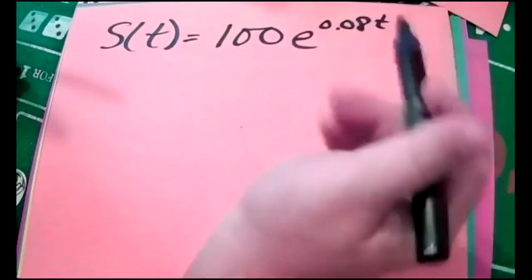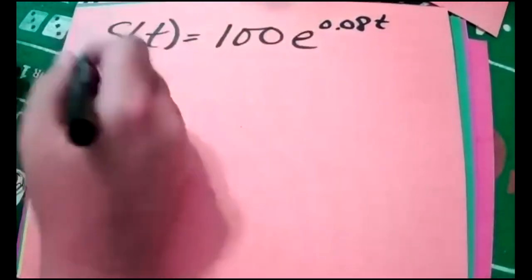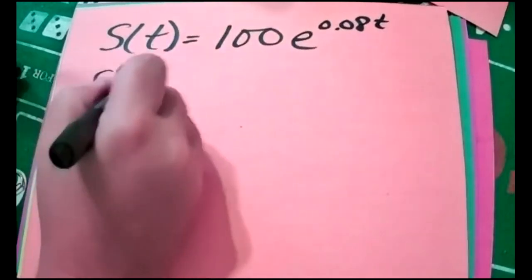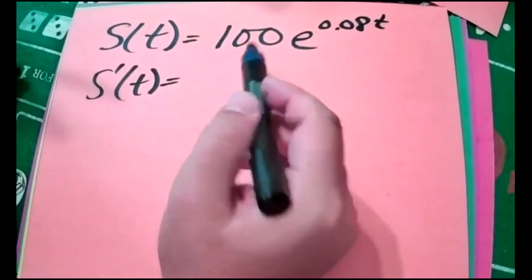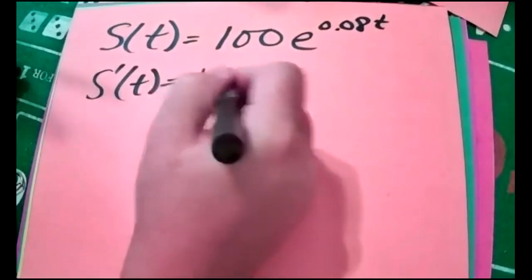It's a number like 25, like any other basic number. Now, if I'm trying to find the derivative here, S prime of t, first and foremost, I notice that I have a multiplier of 100. That is the coefficient rule, so I'll just write the 100 and act like it's not there anymore.